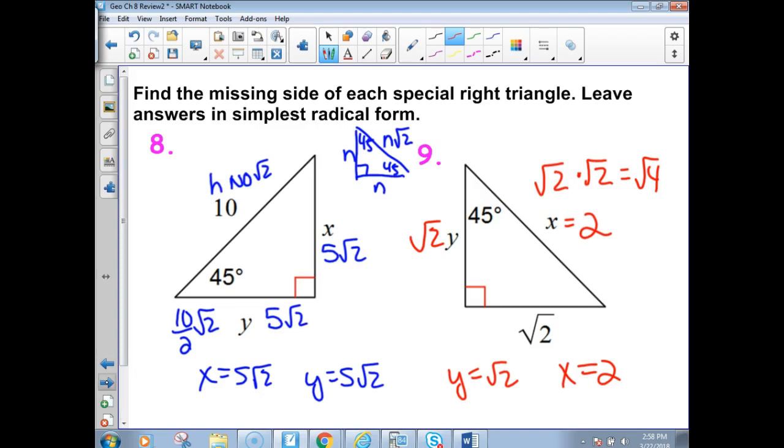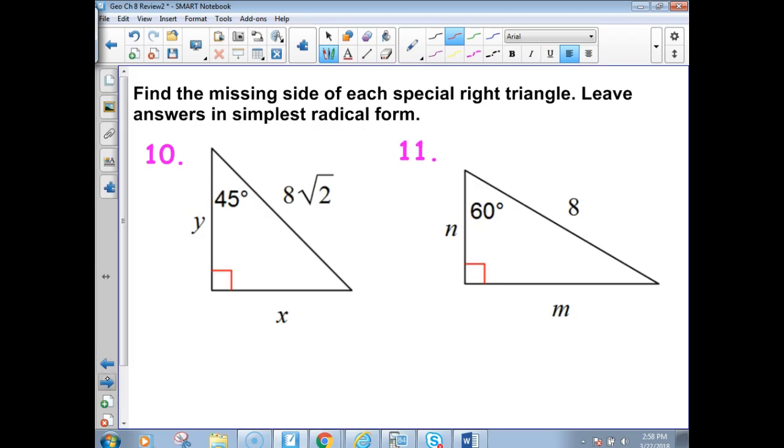All right, anybody need this still? All right, going on. 10. This one's giving you the hypotenuse with a square root of 2. So the rule, it says right in your ISN to take off the square root of 2, and that would be the length of the legs. So they'd be 8 apiece.